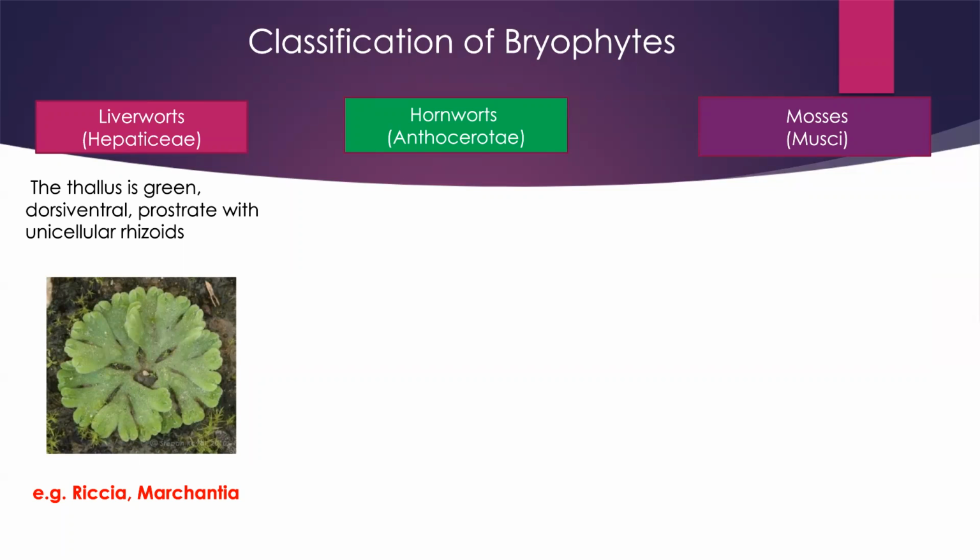Then, prostrate thallus. What is this prostrate thallus? Prostrate thallus means it grows horizontally, not erect or vertically. That is called prostrate.